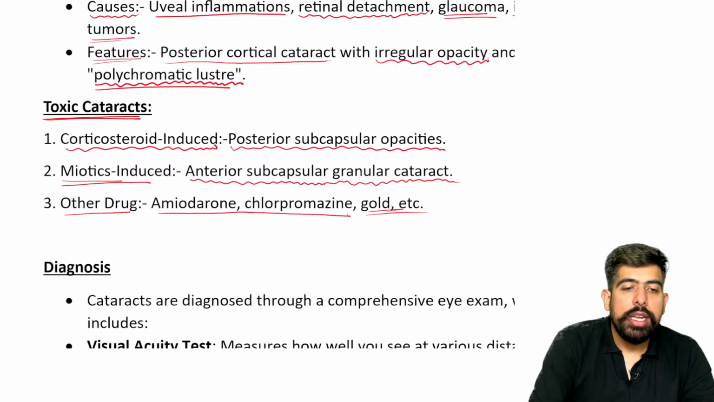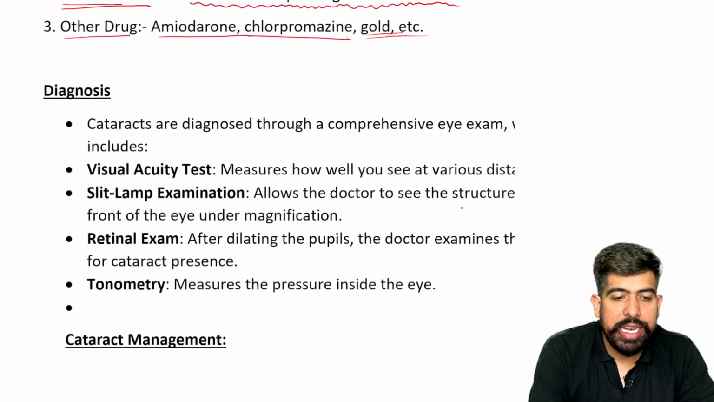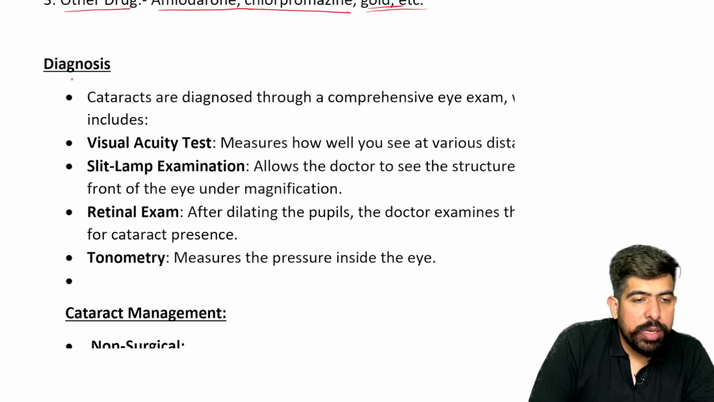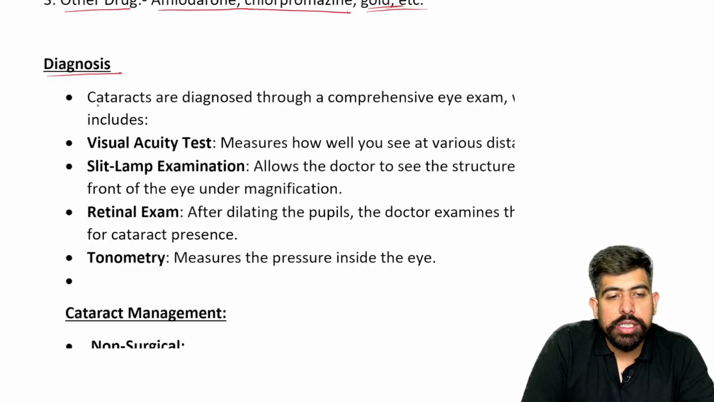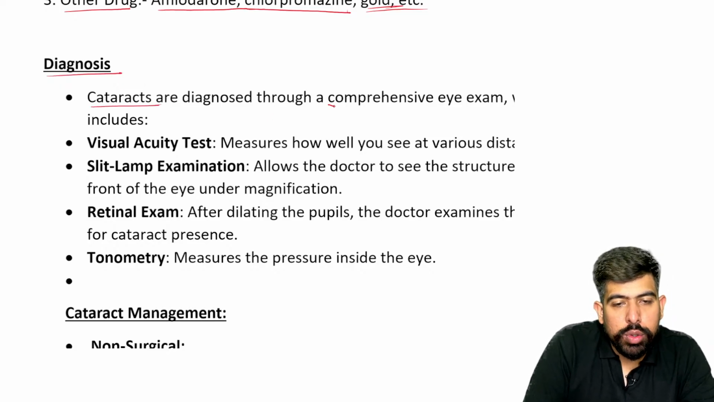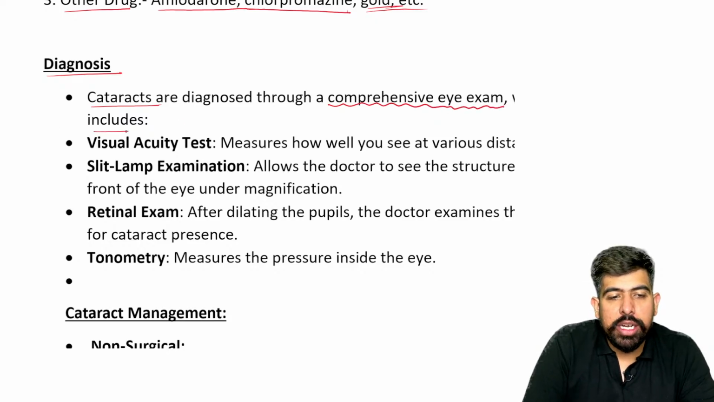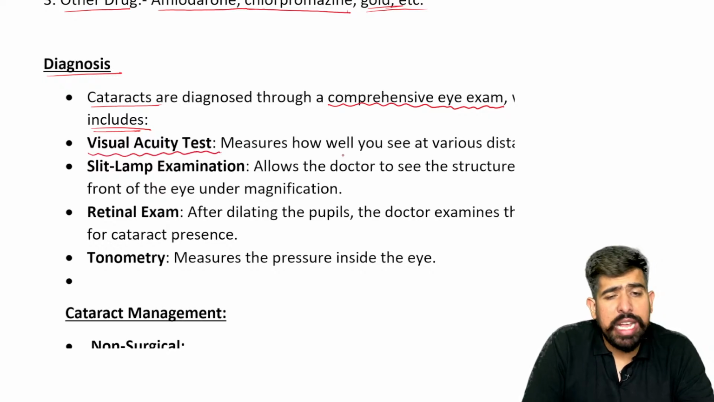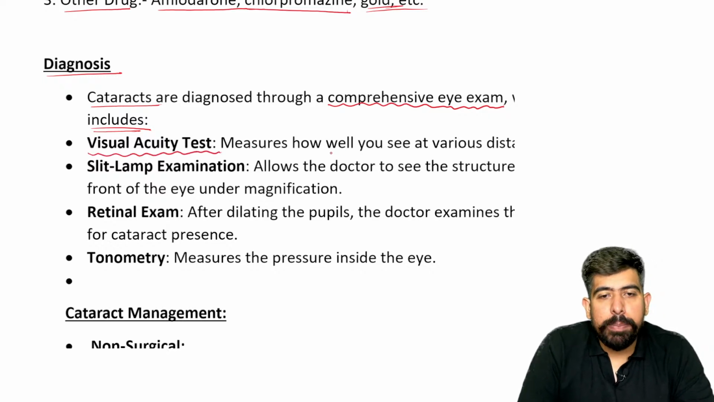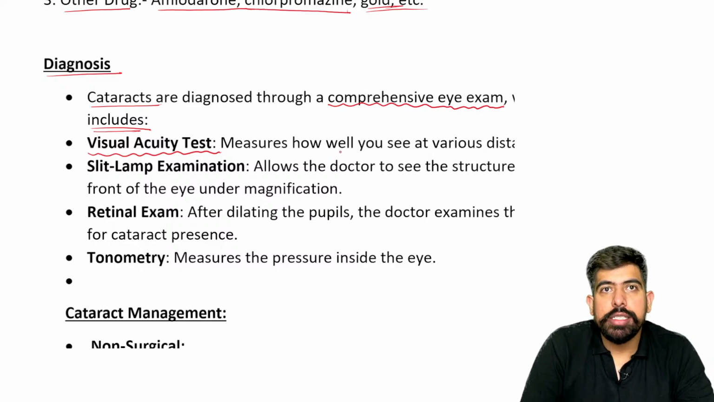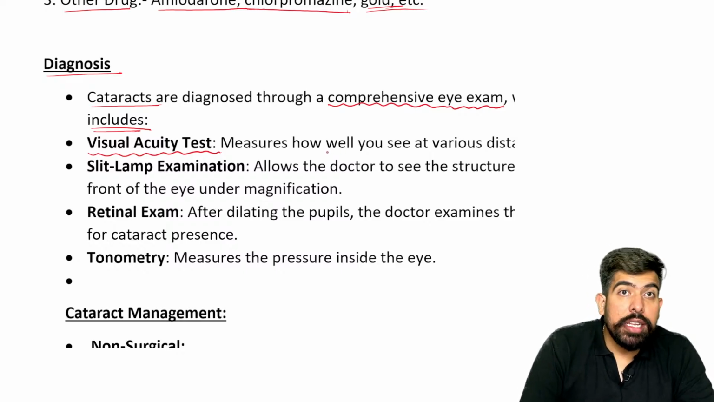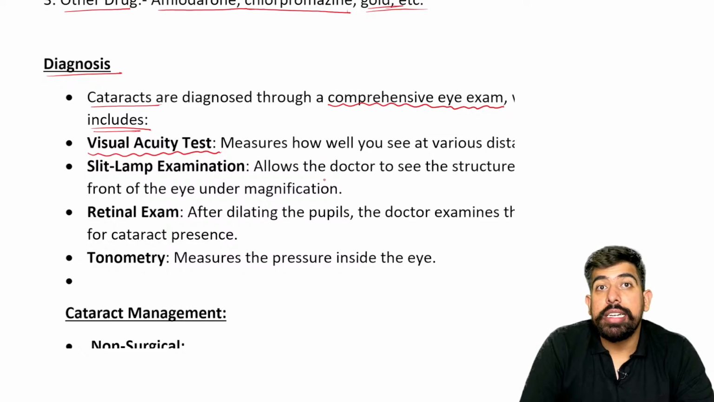Now, what is the diagnostic criteria of cataract? How can we make the diagnosis of it? So just to remember, for making the diagnosis of the cataract, we have to go through a comprehensive eye examination, which includes what? Your visual acuity test. First, we have to measure the person's visual acuity, right? How much is the eye disturbed?